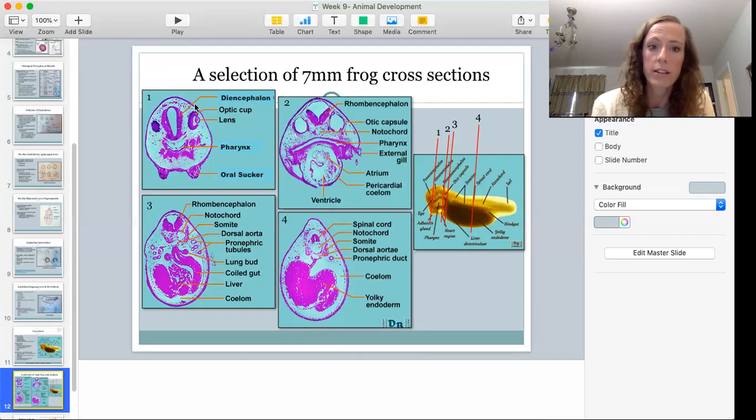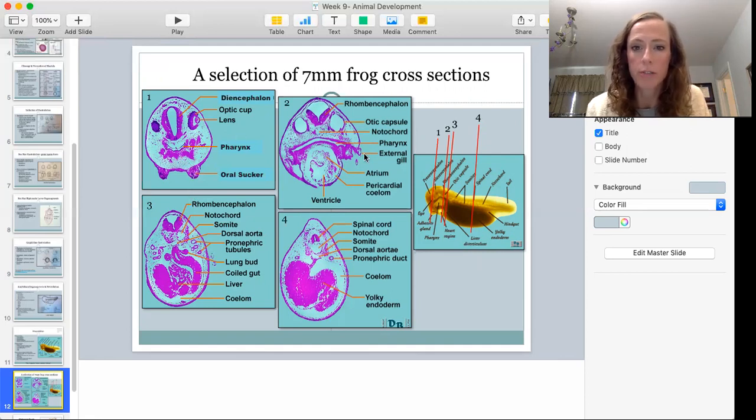This is the foremost picture that I've included, showing you the diencephalon, which is this nervous system structure here, and the eye, which includes the optic cup and the lens. Below that is the pharynx, and then these little projections here are oral suckers. They allow the organism to adhere to a surface and enable feeding.